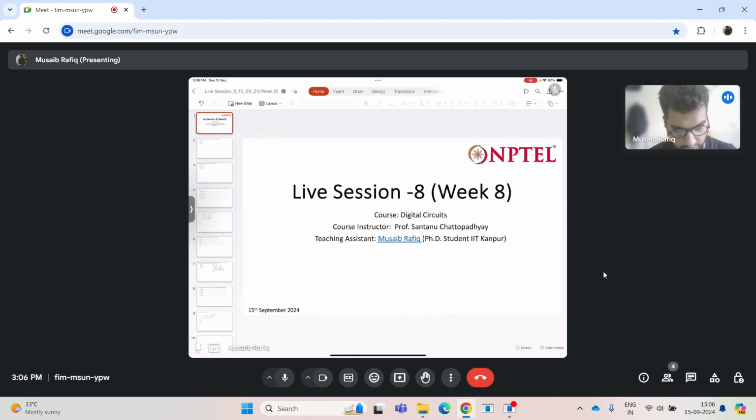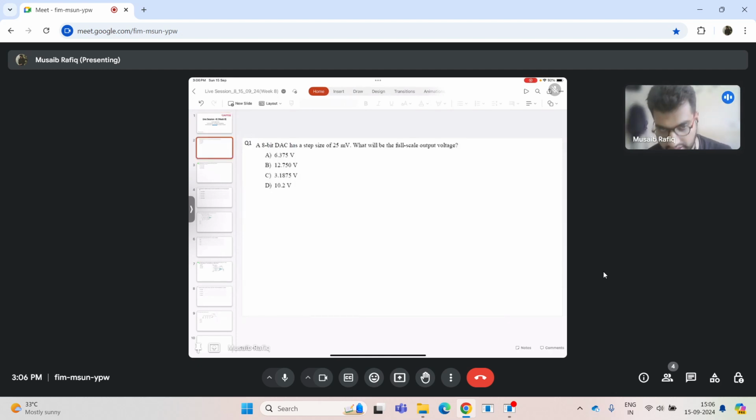So we'll just move forward to the first question of today's live session, which says that an 8-bit DAC has a step size of 25 millivolts. What will be the full scale output voltage? So the given is we are given an 8-bit DAC that has a step size of 25 millivolts. The question asks us to find out what will be the full scale output voltage. So let's proceed.